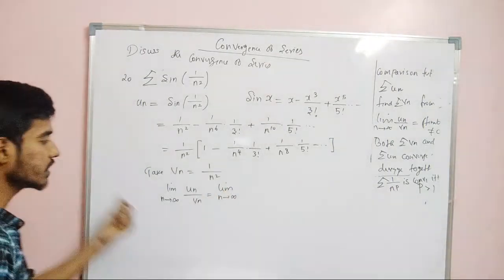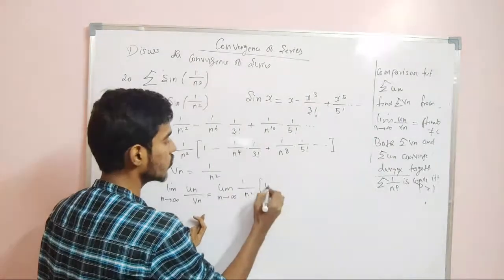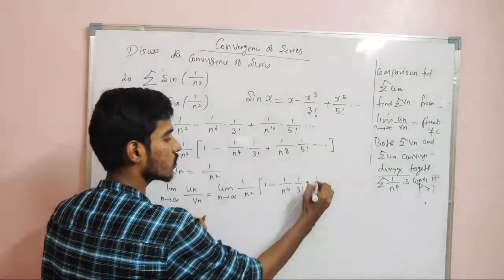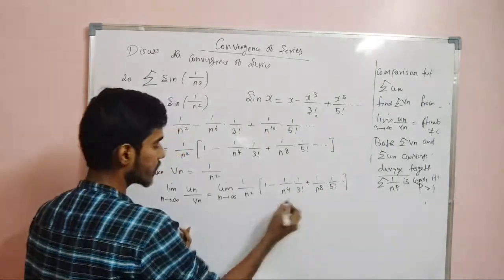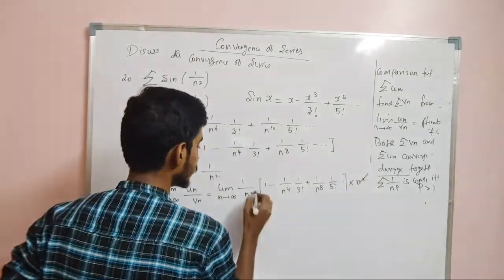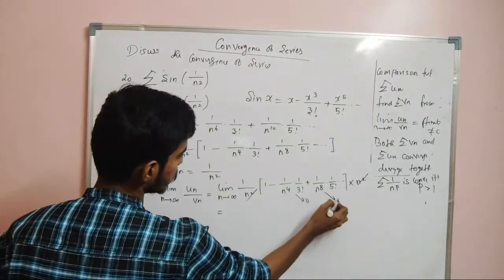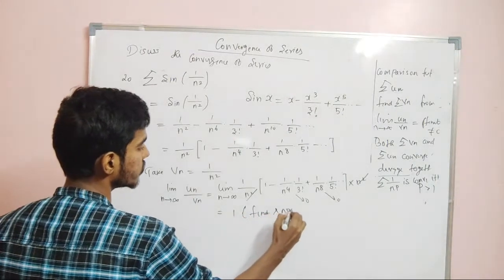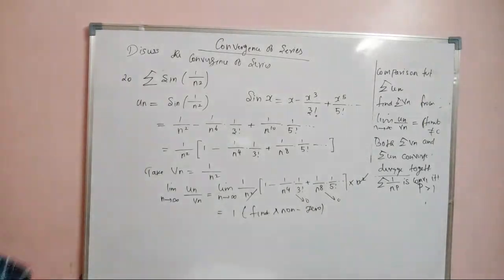Limit n tends to infinity. Now you can clearly see Un is 1 by n square into 1 minus 1 by n power 4 into 1 by 3 factorial plus 1 by n power 8 into 1 by 5 factorial and so on, divided by Vn. So if I bring Vn to the numerator, we will have n square. This n square and this n square will get cancelled. Because n tends to infinity, this term tends to 0, this term tends to 0. So we will have only one, which is finite and non-zero. So therefore, both Un and Vn behave alike.